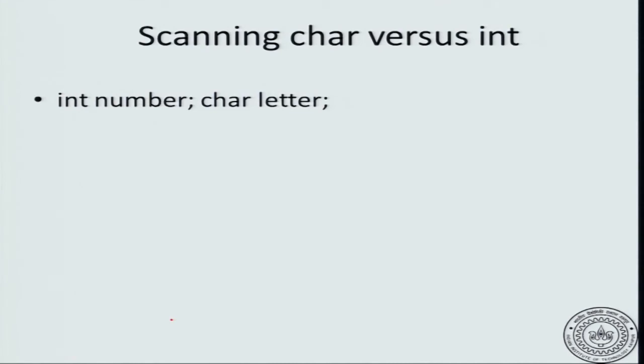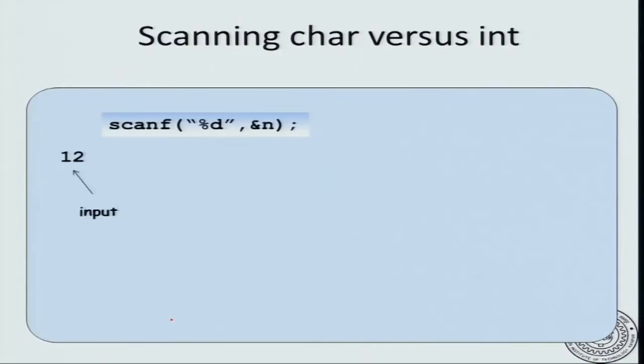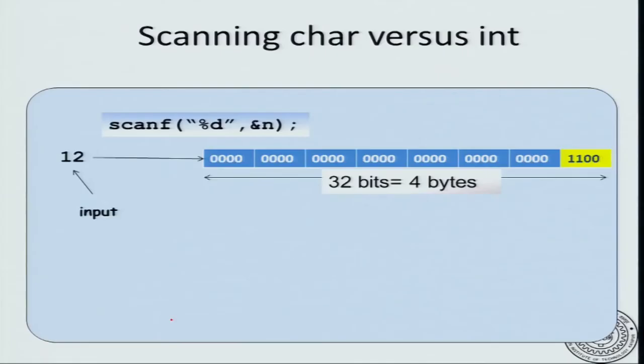Now, let us think about what we mean by scanning a character versus scanning an integer. So, let us say that I have two variables, int number and character letter. Okay. So, let us say that I am scanning now n, which is a number, and the input was 12. So, when I say scanf percentage d and n, I am trying to read 12 into an integer variable. Now, on a typical machine, an integer variable may occupy 32 bits, or 4 bytes.